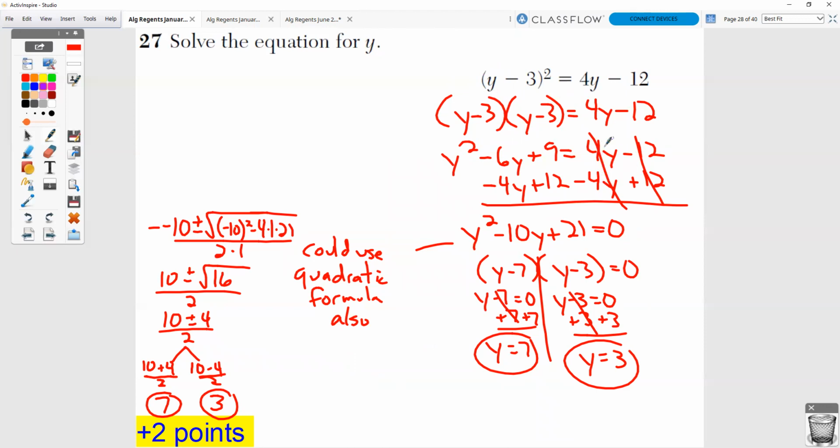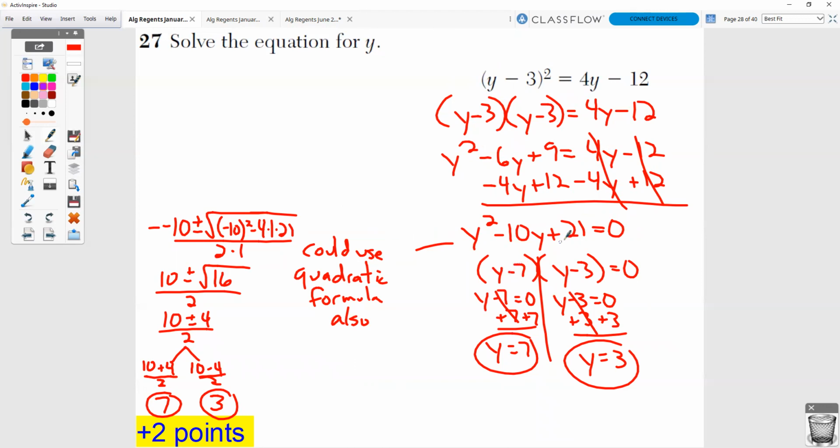Now, to get it set equal to 0 to solve it, I would subtract 4y from both sides, so these cancel out, and add 12 to both sides, so the negative 12 cancels out. That gets me my 0 on the right-hand side. Now I have a trinomial. When you get it down to this point, you could use the quadratic formula, negative b plus or minus the square root of b squared minus 4ac all over 2a, or you could just do reverse FOIL.